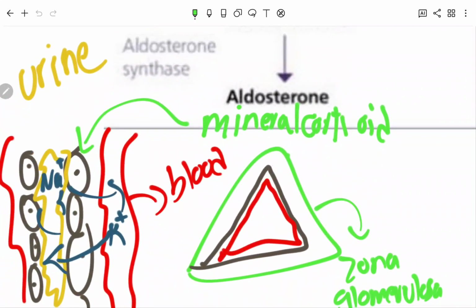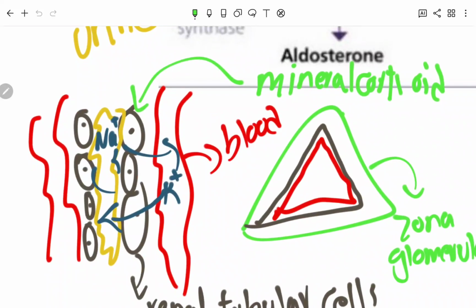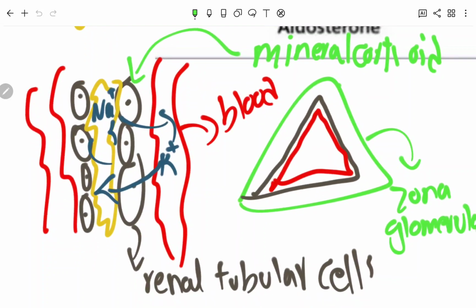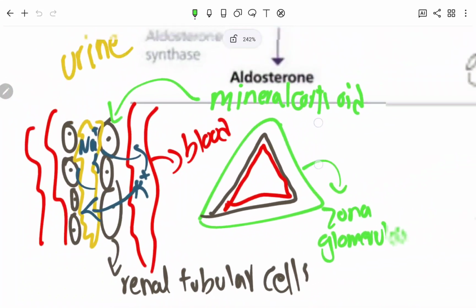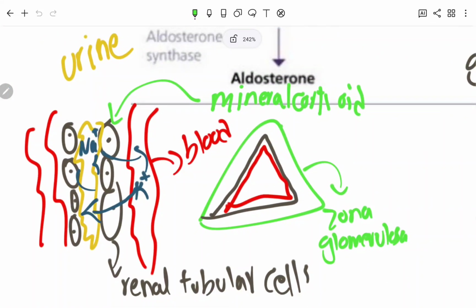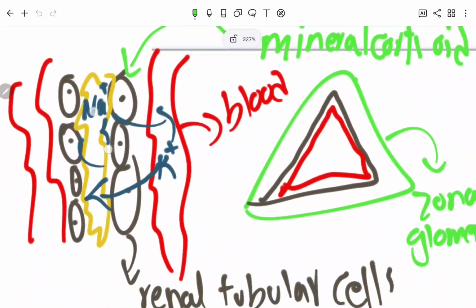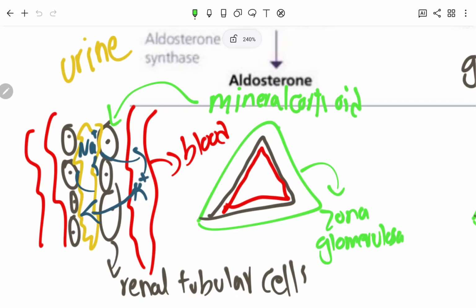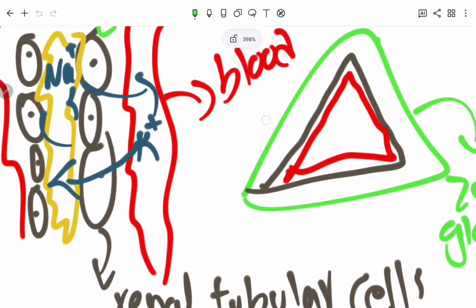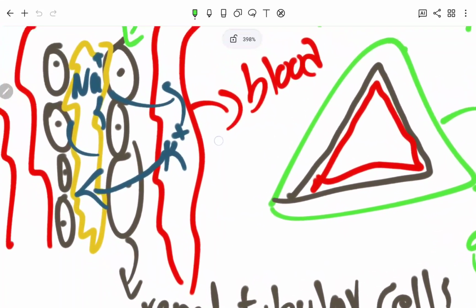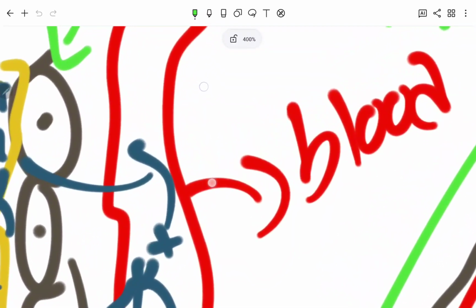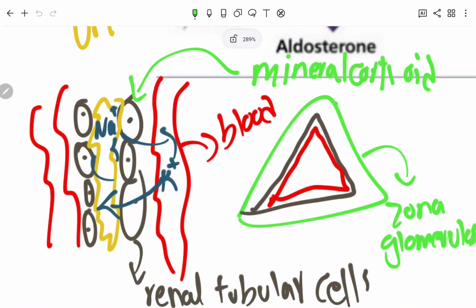So mineralocorticoid is going to act on the kidneys to reabsorb sodium from the urine back into the bloodstream, and in its place, it's going to secrete potassium from the blood into the urine. So here's a drawing that would help you make sense of all the information. You see this yellow fluid right here? It is the urine, and as we all know, the urine is lined by kidney cells called renal tubular cells, and besides the renal tubular cells, we have the bloodstream. The red tubes are the bloodstream.